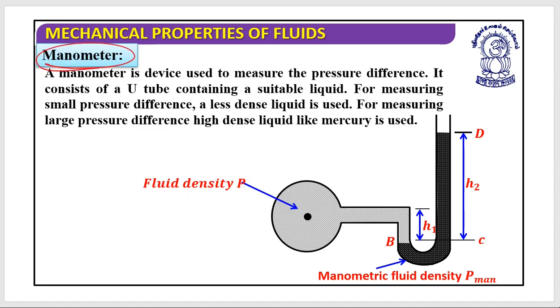We have a device which we call a manometer, and this is how a manometer looks. A manometer is a device used to measure pressure differences, and it consists of a U tube containing a suitable liquid, as you can see from here to here. For measuring small pressure differences, a less dense liquid is generally used, and for measuring large pressure differences, a high density liquid like mercury is used.